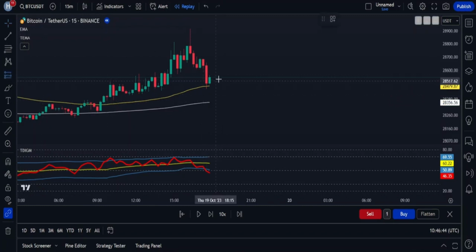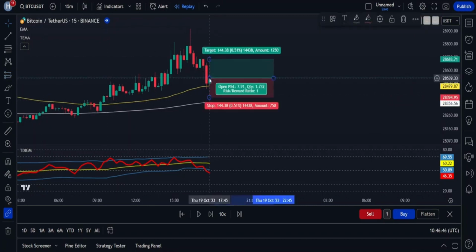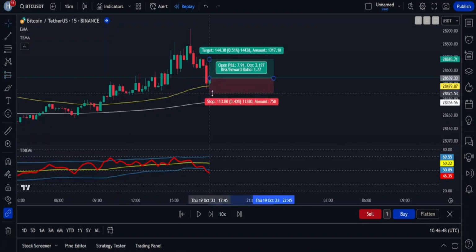Now let's quickly go through the rules for entering a sell trade using this strategy.